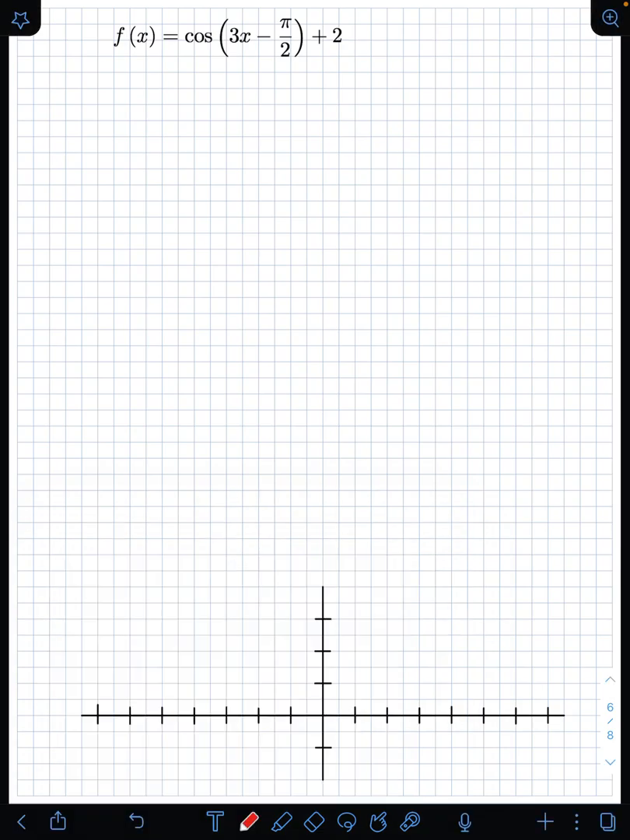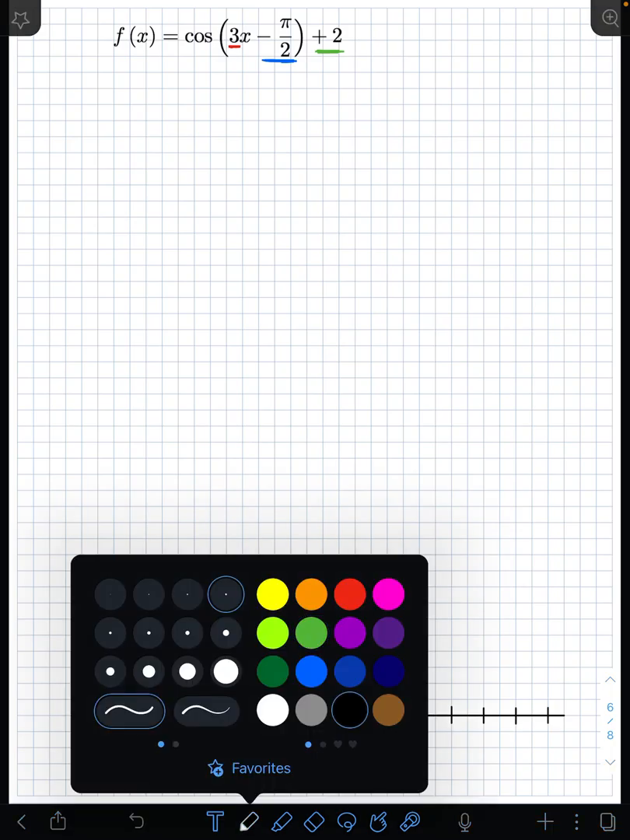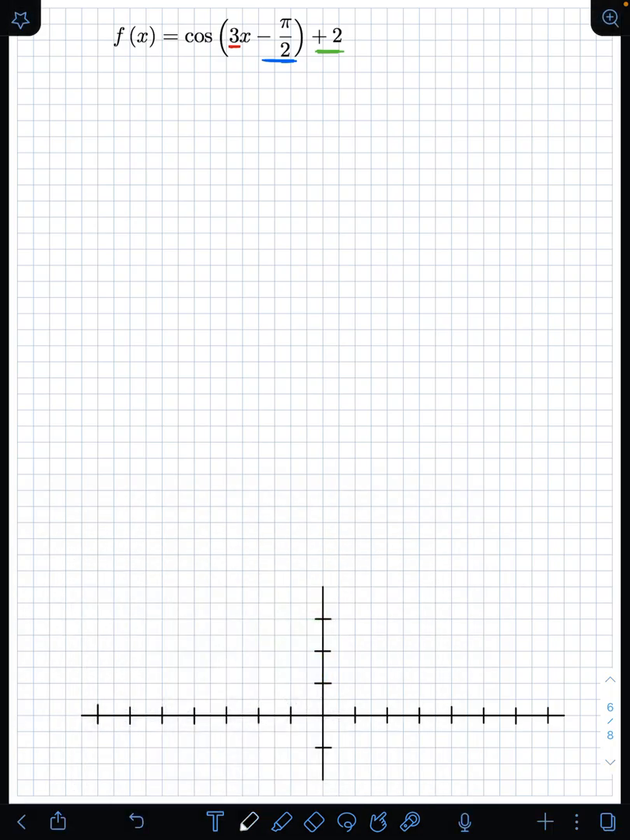All right, so we've got our operations in here. The cosine is the basic function operation, and we've got several other things occurring. First up is this multiplication by 3. Second up is this subtraction of pi over 2. Then the cosine occurs, and then this plus 2 at the end. So we again have 3 transformations here.